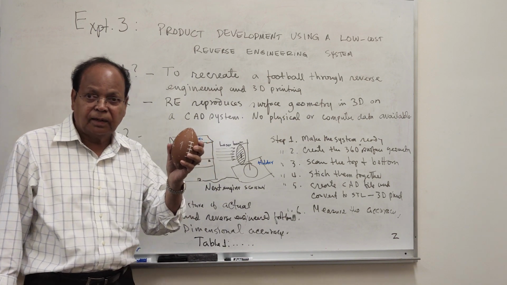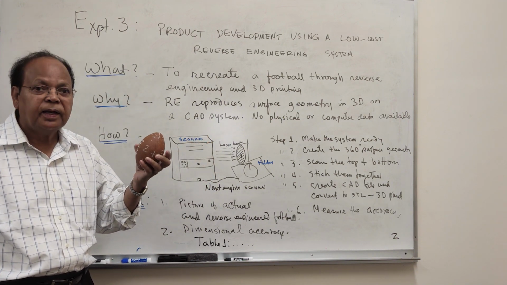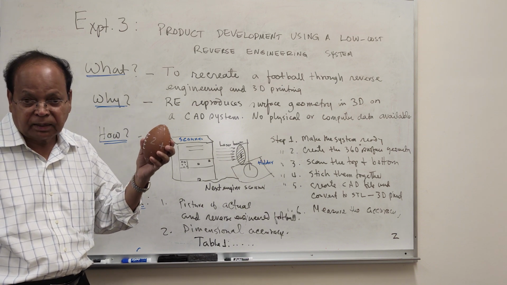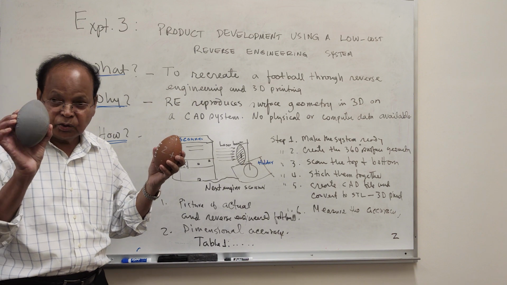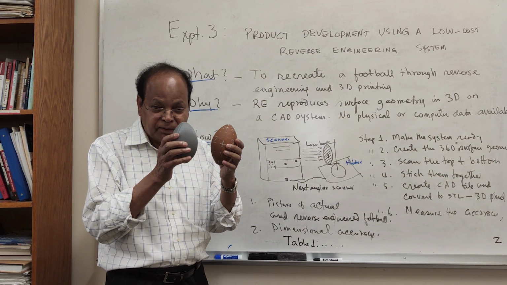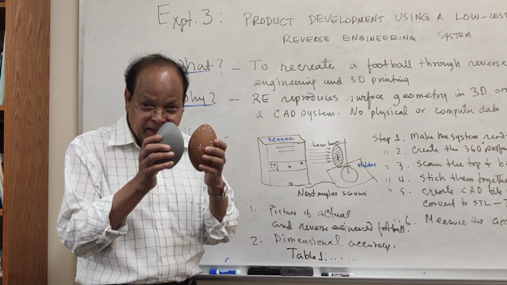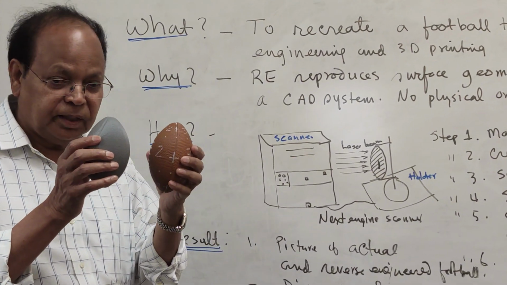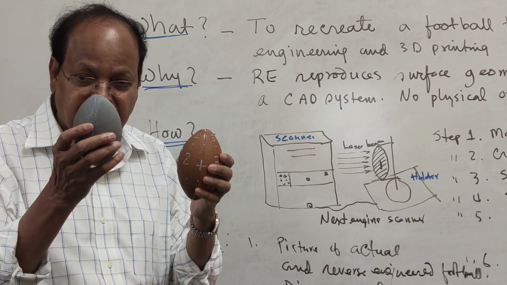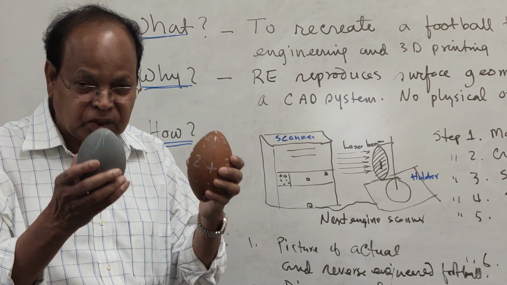So basically this is the original American football, and if we can do this successfully, we have done it a few times, then this is your reverse engineered American football. It should look very similar, so if you can recreate and print me this reverse engineered object, the experiment is done.